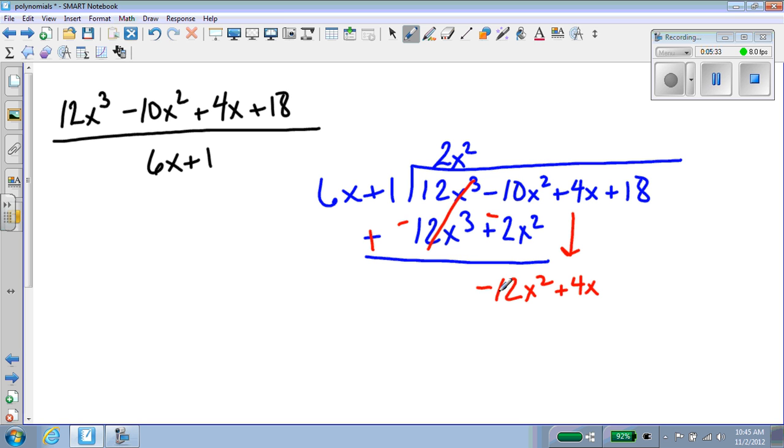Start again. Negative 12x squared divided by 6x, or what would I multiply 6x by to get negative 12x squared? I would multiply it by negative 2x. So negative 2x times 6x is negative 12x squared. Negative 2x times 1 is negative 2x. Draw a line and I subtract, which means I add the opposite. These cancel out. I now have 6x.